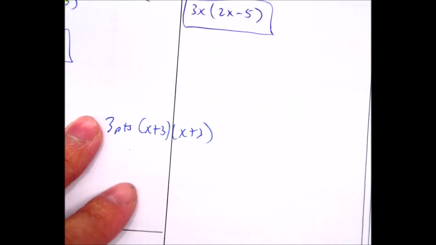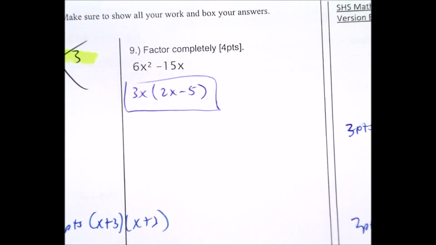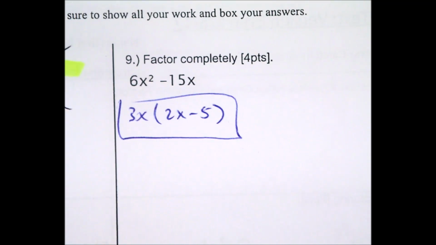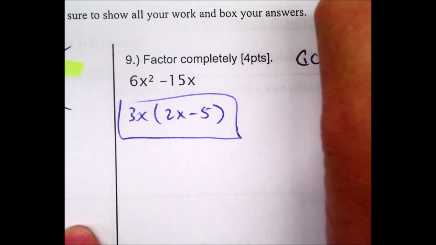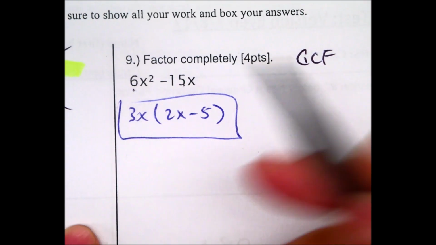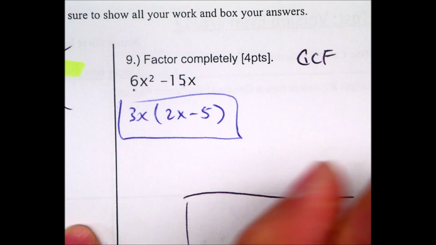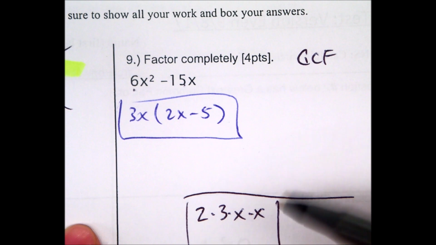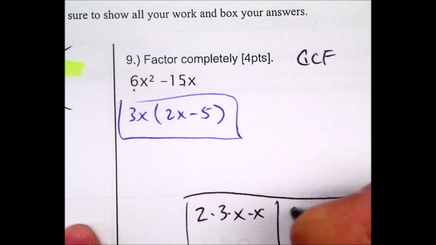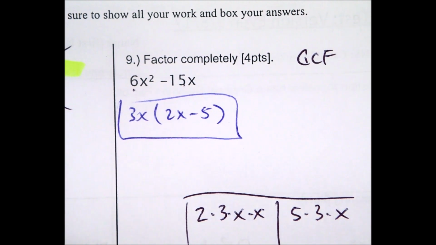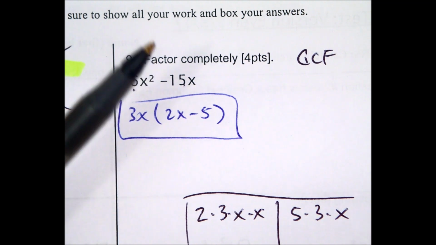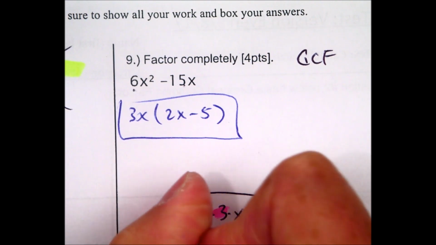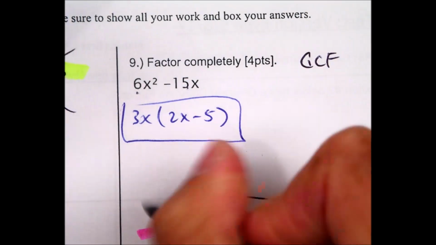Question number 9 wants you to factor completely. There's only 2 terms there. And the very first thing you should always be doing is thinking about a GCF. I have a 6 and a 15, so let's break it up. So 6x squared can be written as 2 times 3 times x times x. And 15x can be 5 times 3 times x. And whatever they do have in common, you can just put on the outside. So I have a pair of 3s. Now pay attention, you're just writing 1, 3. I'll explain in a second.